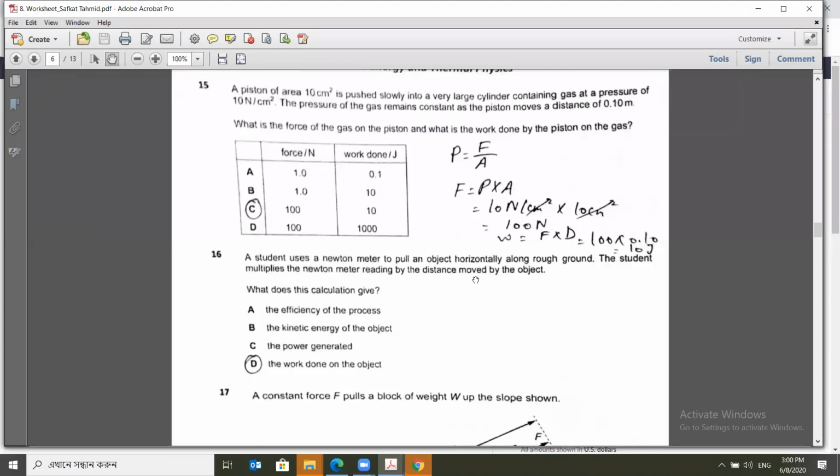Some students are not getting the idea of force here directly, right? So they should be thinking about it or analyzing the question this way.